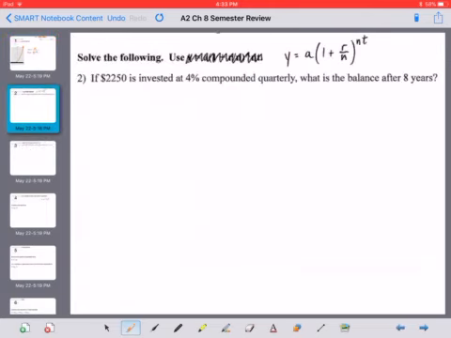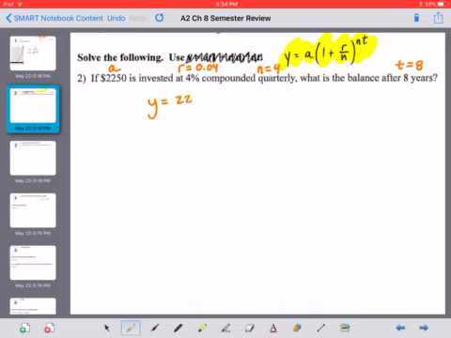All right, so let's move on to an interest problem. So we're going to use this equation right here, and we have to fill in $2,250 for A. The rate is your interest rate. In this case, we would rewrite that in decimal form, 0.04. N is the number of times you're compounding per year, and if it's compounded quarterly, that means N equals 4. And then for the time T, we're going to plug in 8. Okay, so let's plug that into this formula and see what we get.